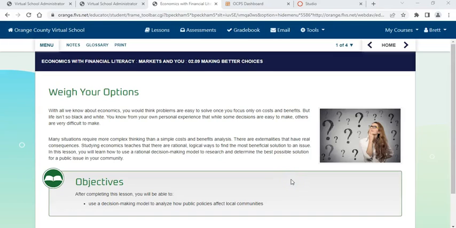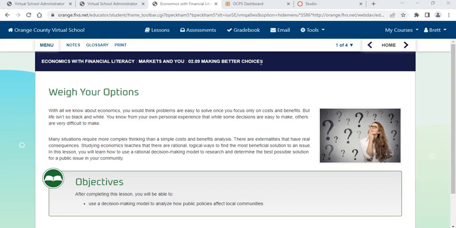Hello everyone, we're going to take a look at 2.09, Making Better Choices. This module again has a standard assignment and then a standard with honors assignment, so there's two different sections here.